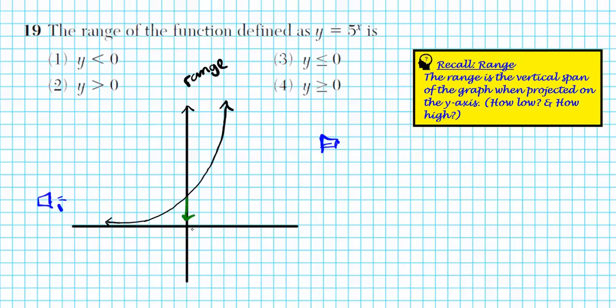So if I flash my flashlight here, I have a projection right here. Bam, going down. Okay, but since it never touches the x-axis, I can represent that as an open circle, okay?